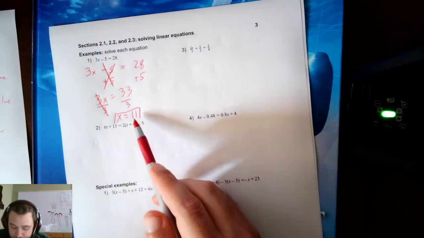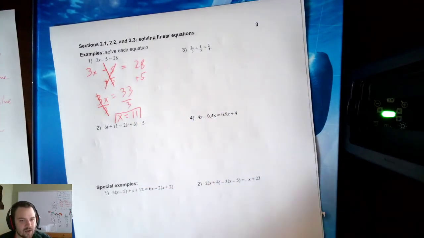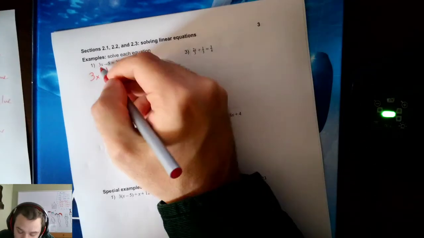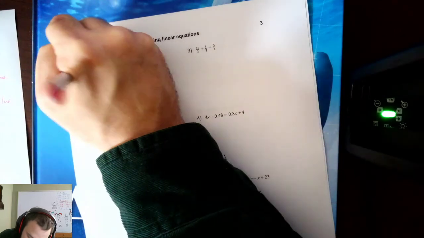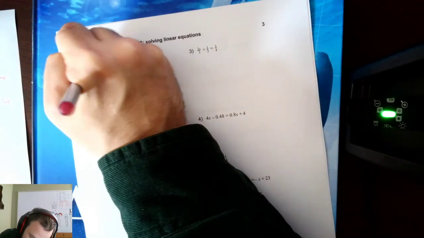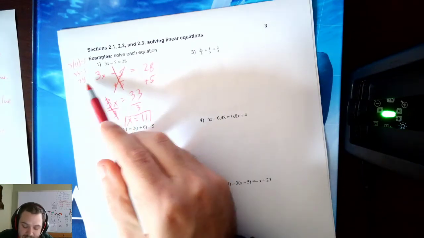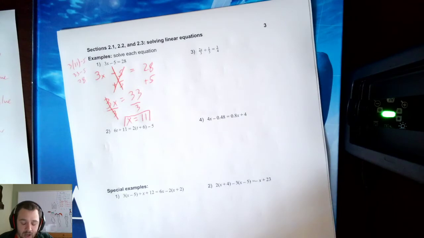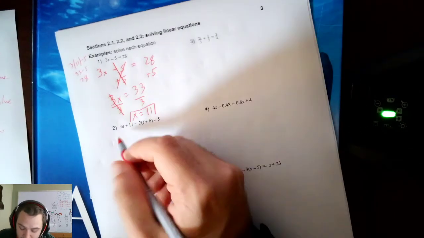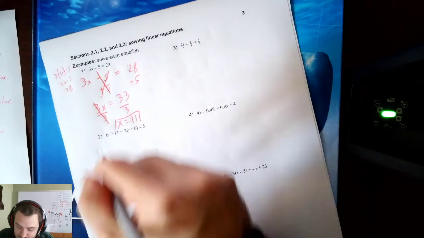Now I should check. I like to check by either doing some mental math to justify my answers or by using the margins. Let's look. 3x minus 5 equals 28. Let's see. 3x is 11 times 3, 33, minus 5, 28. Yep, looks to be right. I did some little scratch work here in the margin to justify my answer is correct. Always a good idea.